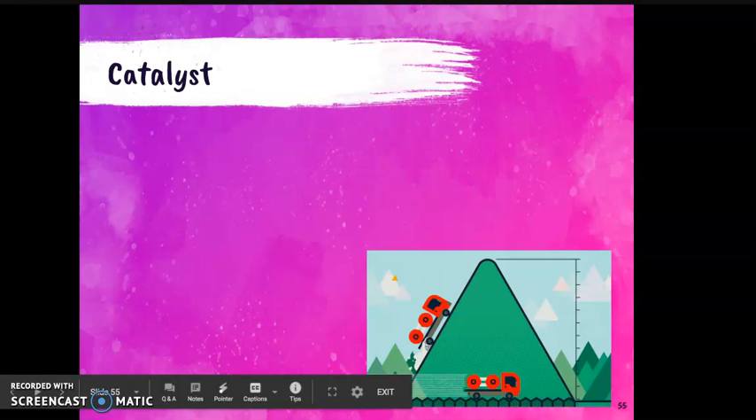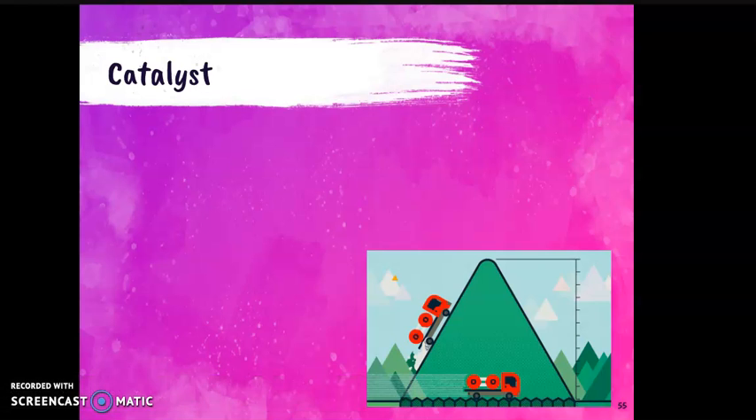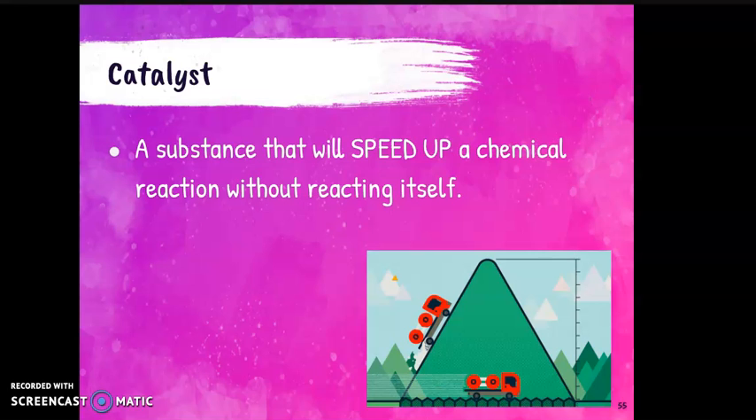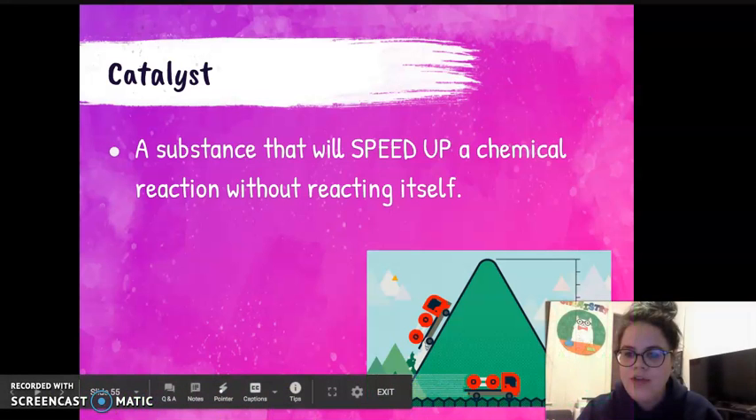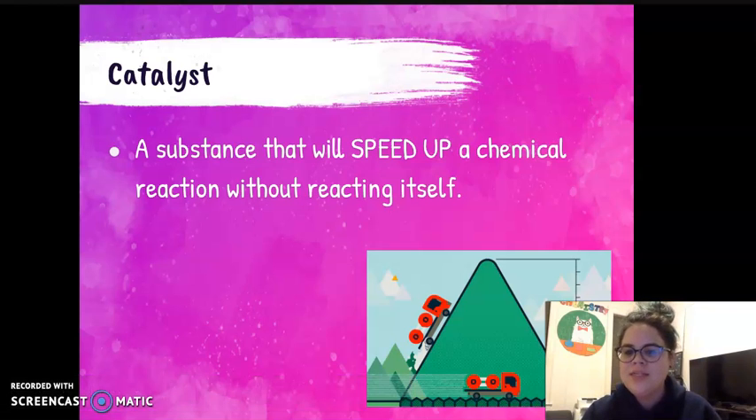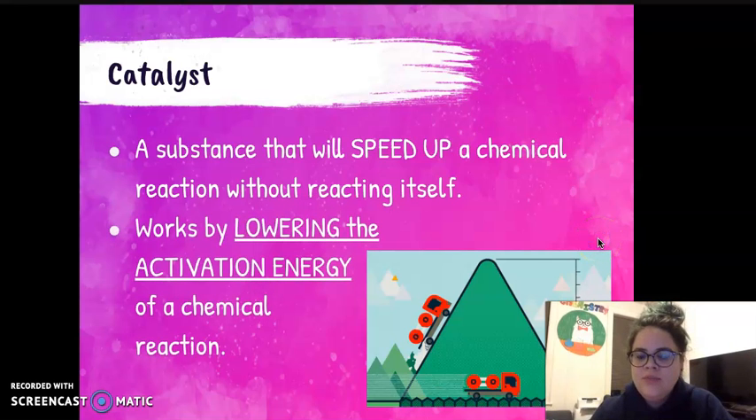Alright, so hopefully you got the gist of catalyst and that you were able to summarize it on your Edpuzzle. But the main things about a catalyst are that it is a substance that will speed up a chemical reaction without reacting itself. And so it doesn't impact what your reactants are or what your products are, it just makes them react a little bit faster. Okay? The way that it does this is it does it by lowering the activation energy of a chemical reaction. So that's why we learned potential energy diagrams first before we start talking about these.